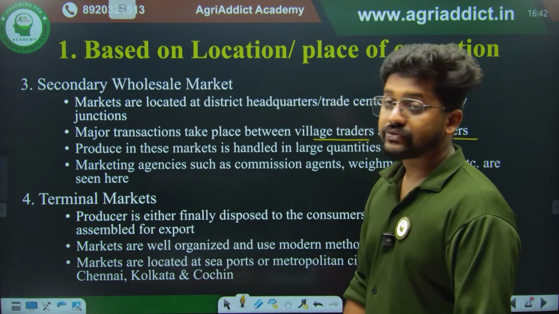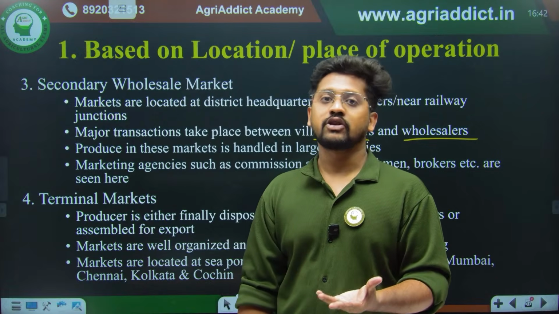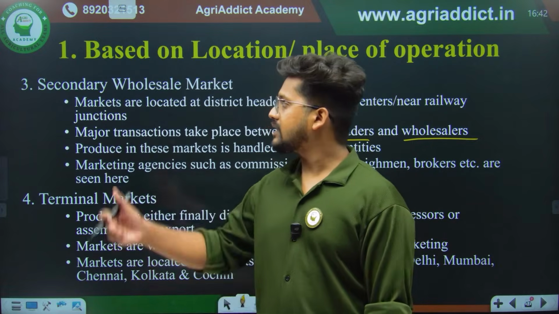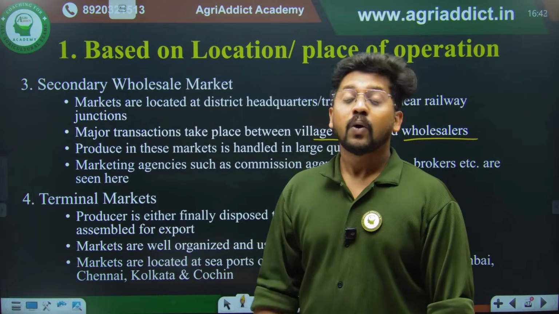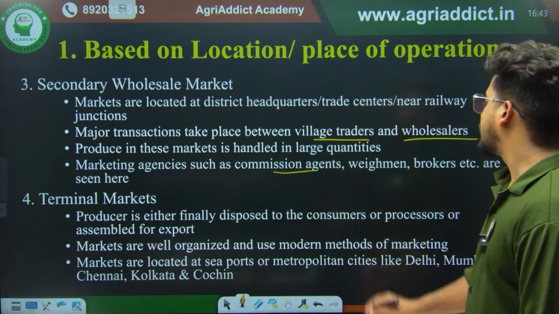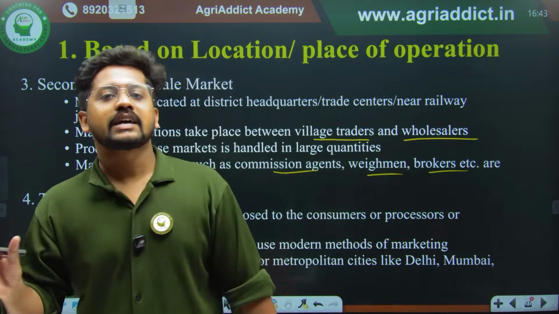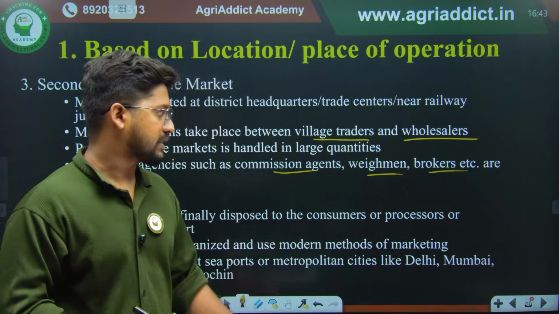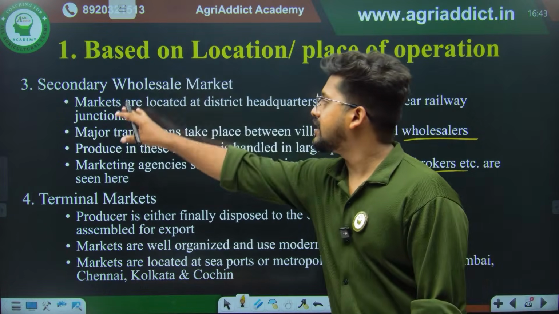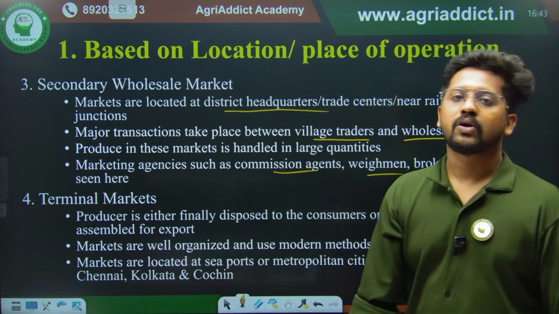Okay, so if somebody asks you where you can find the wholesalers, which kind of market, that is a common question asked in our examination. It's none other than your secondary wholesale market. Also, you can see some other people. Who are they? Commission agents, weighmen, brokers, all these additional market middlemen that we are going to study in our future slides will be here. So all these people will be coming in your secondary wholesale market, and it is there in the district headquarters or trade centers.